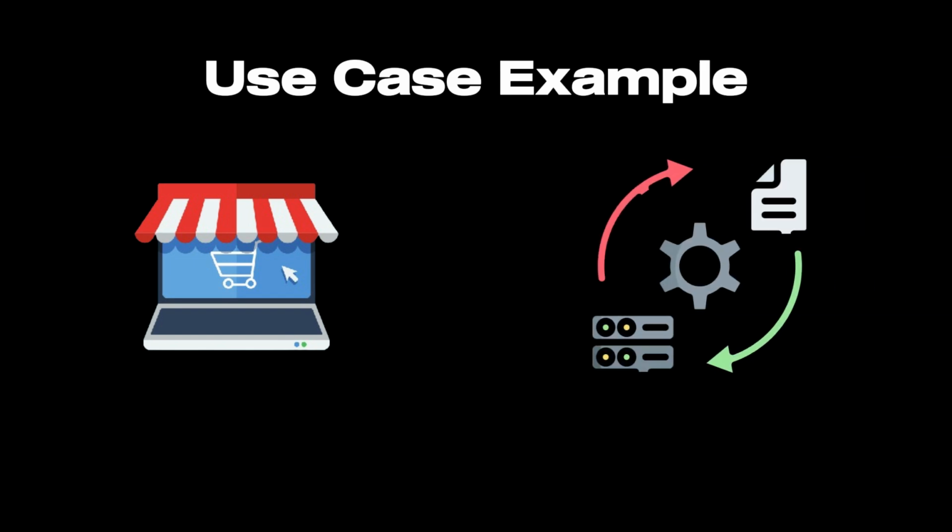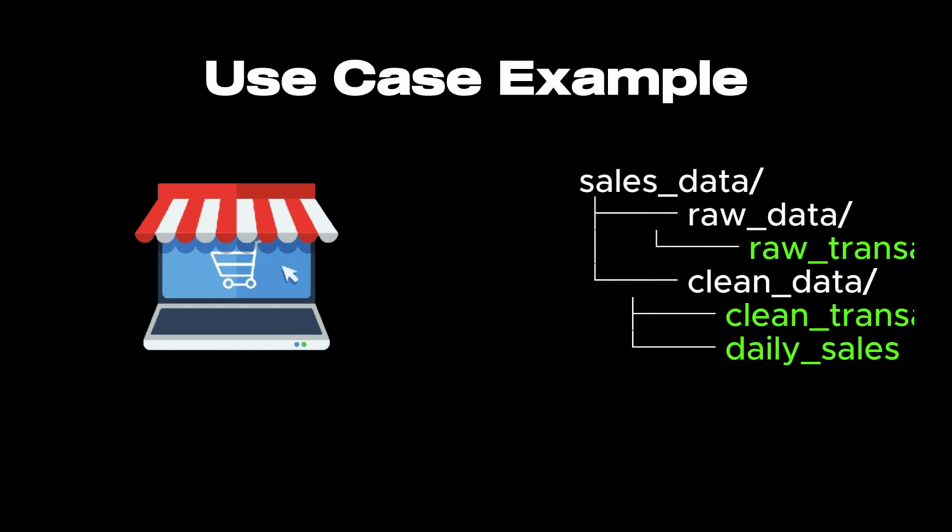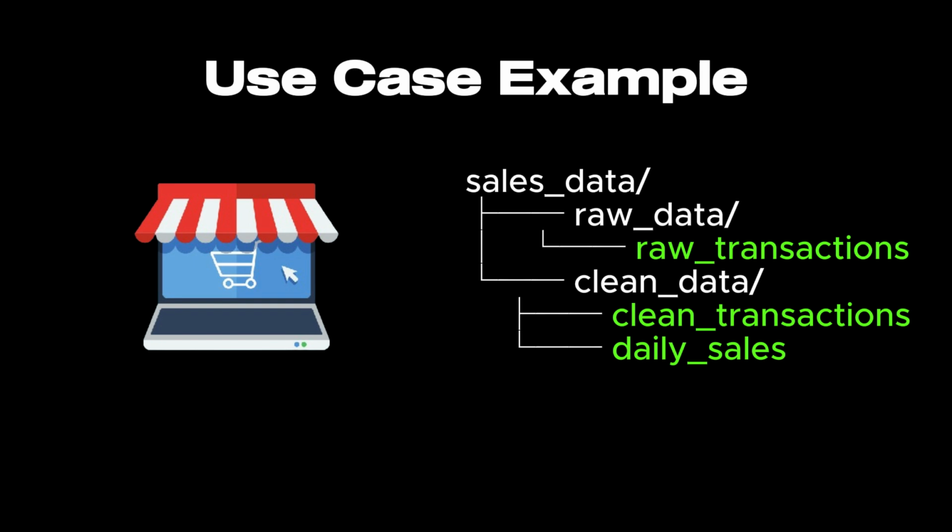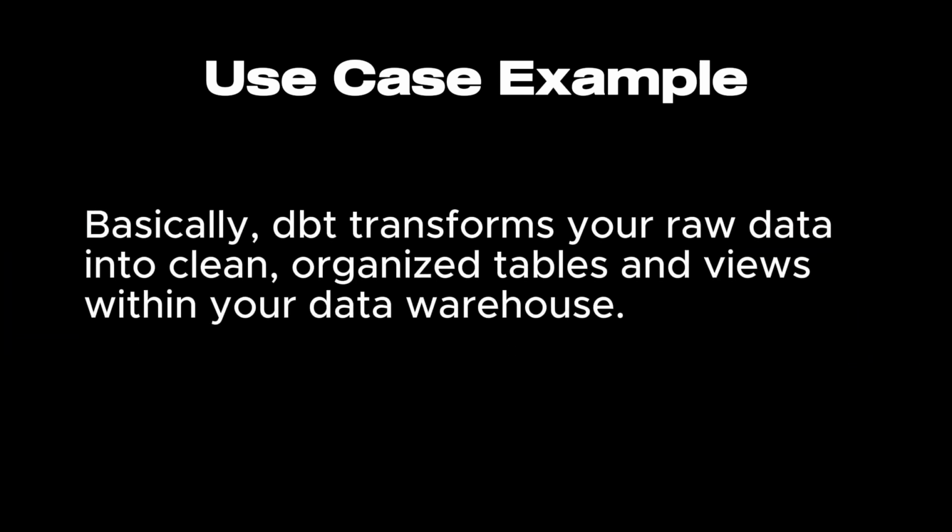With DBT, you can clean and transform this raw data into a more organized format. For example, start by removing duplicates and standardizing formats. This process can result in a new table called Clean Transactions. Then, use DBT to aggregate the data, creating another table called Daily Sales. So basically, DBT transforms your raw data into clean, organized tables and views within your data warehouse.